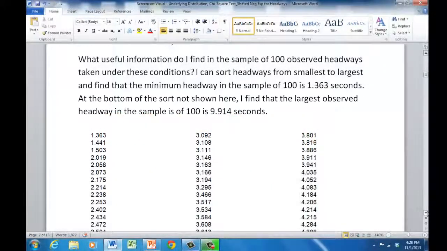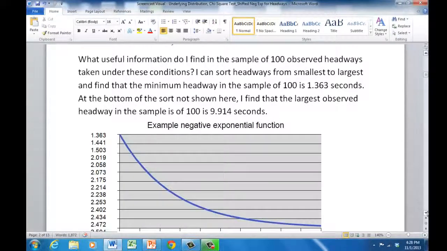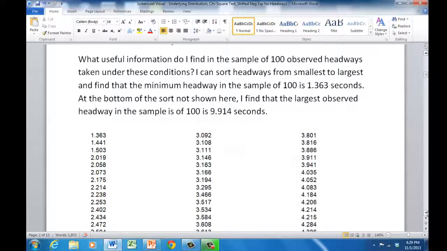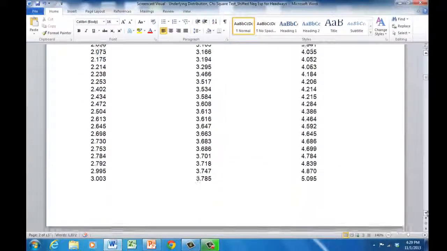So, can I use my sample of 100 headways to draw conclusions about the distribution of the population from which that sample was drawn? In a moment, I will demonstrate a test of the hypothesis that this sample of 100 headways is exponentially distributed. First, let's revisit portions of the text that have been the subject of recent study.